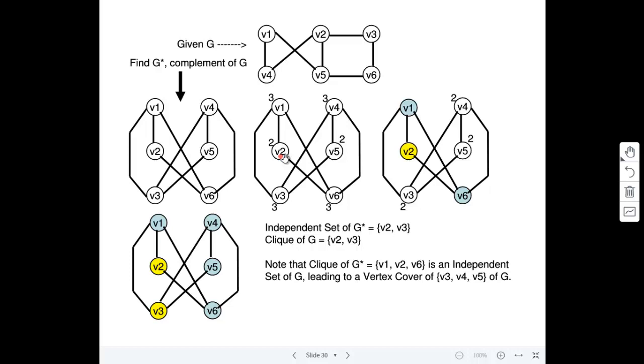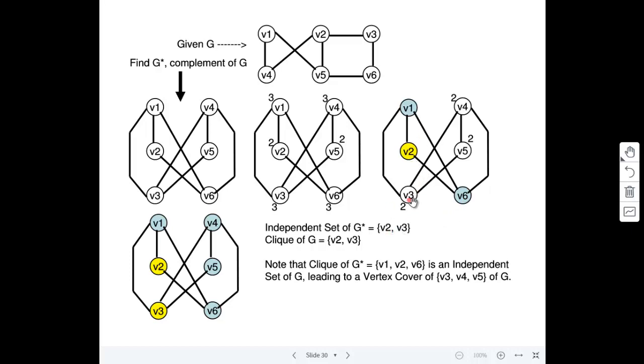So V2 is chosen to be part of the independent set, so it will cover V1 and V6. V2 has V1, V6 as neighbors, so they are now covered. That means V1, V6 cannot be part of this independent set in this complement graph.